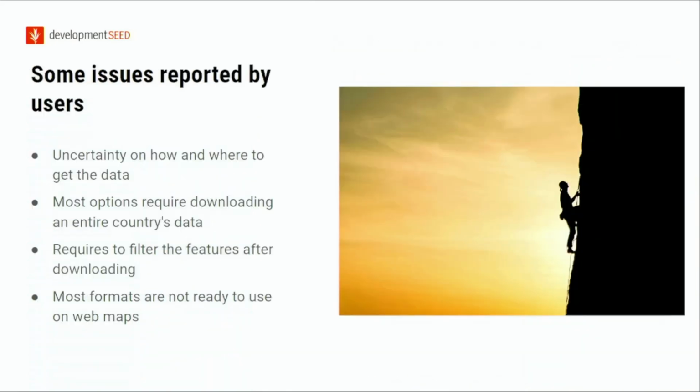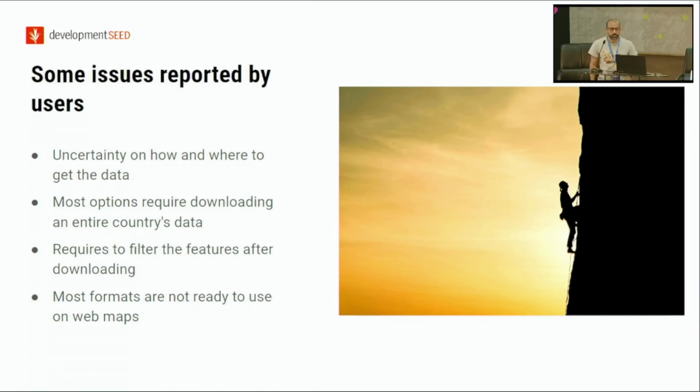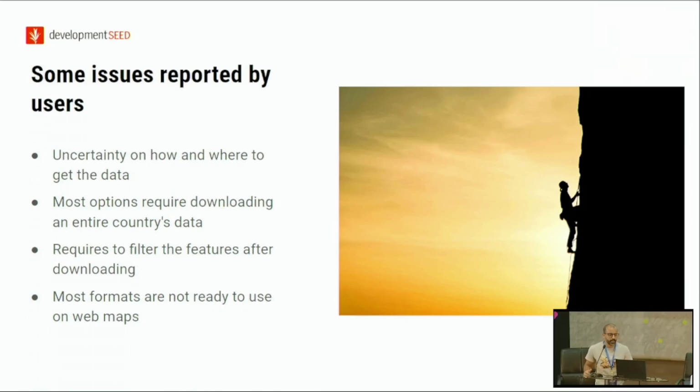Many users of OSM data report some issues. There are lots of places to download the data and not a central place, which can be good in some aspects, but also confuses new users. Most options require you to download the entire country's data, or you have to filter it after downloading. You are dealing with large amounts of data, and sometimes opening it in something like QGIS is a bit slow and requires some time to process. And some formats are also not ready to use on the web.